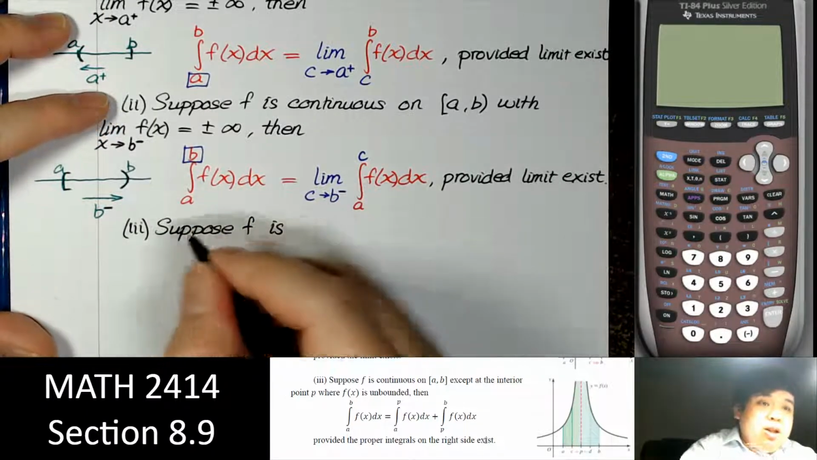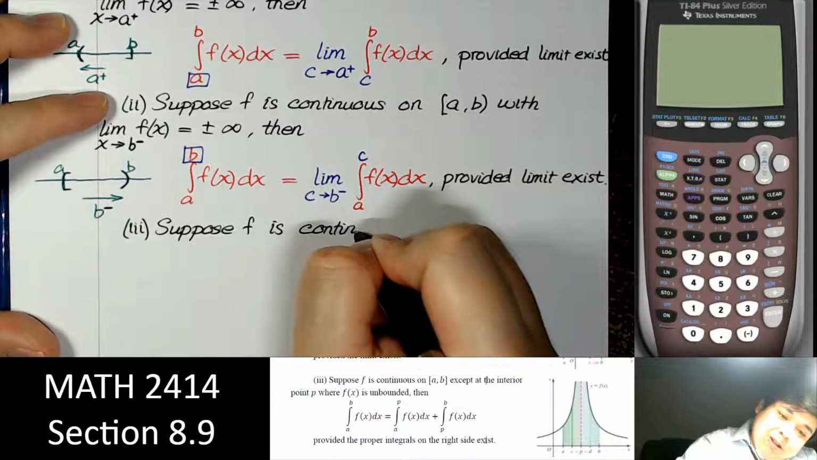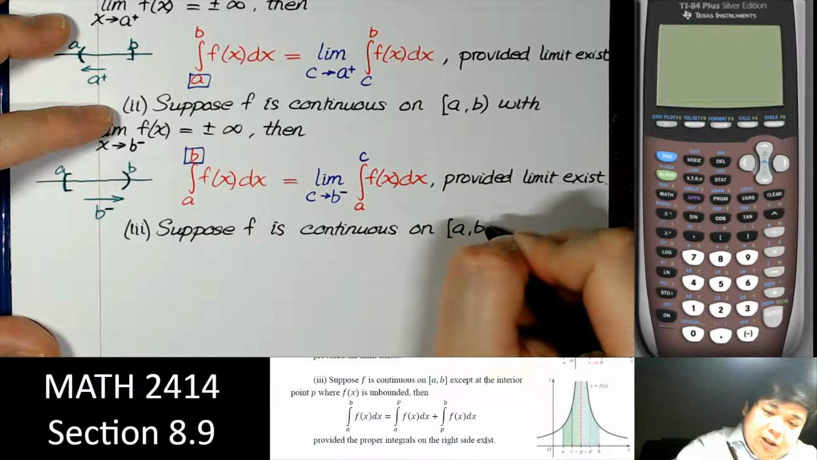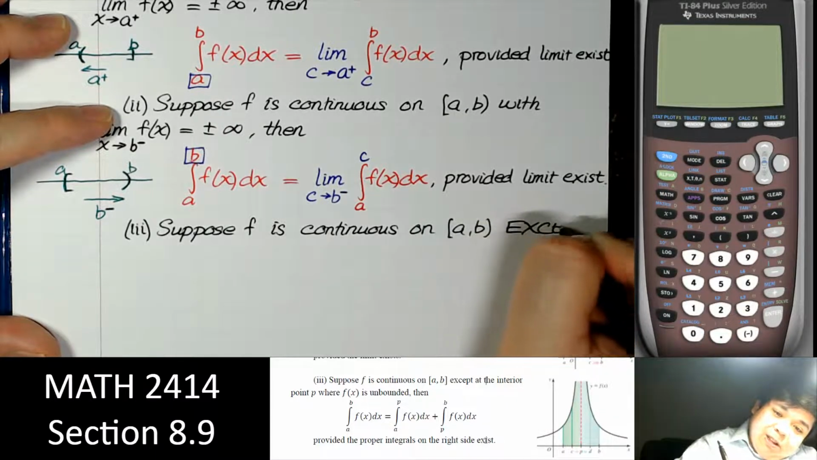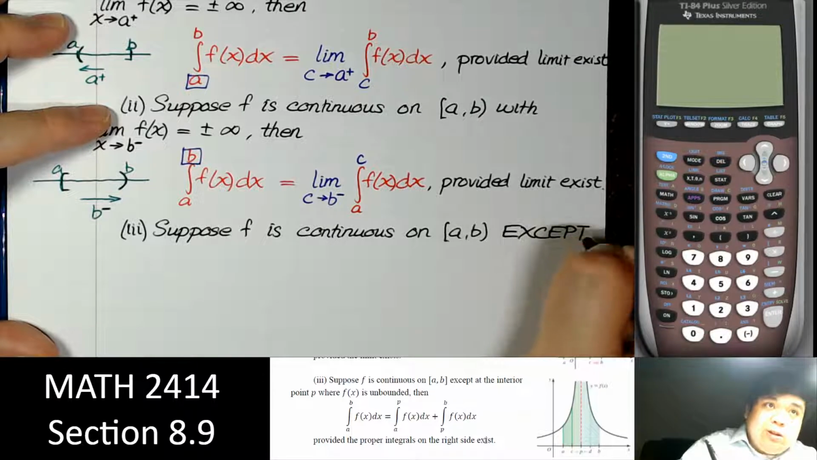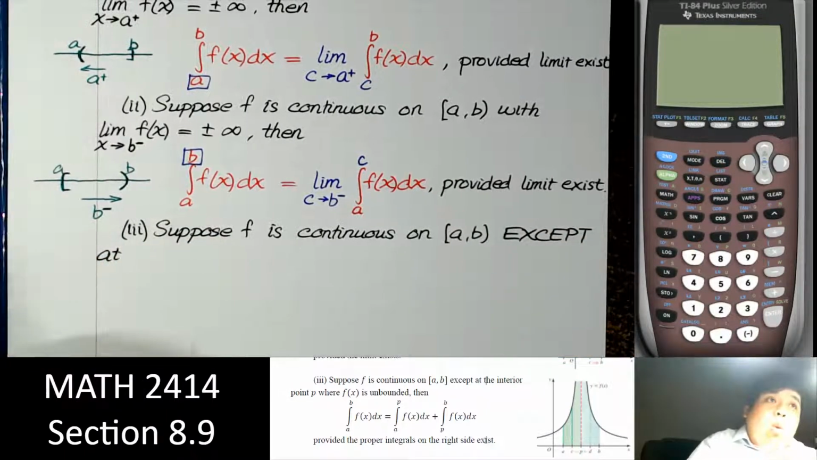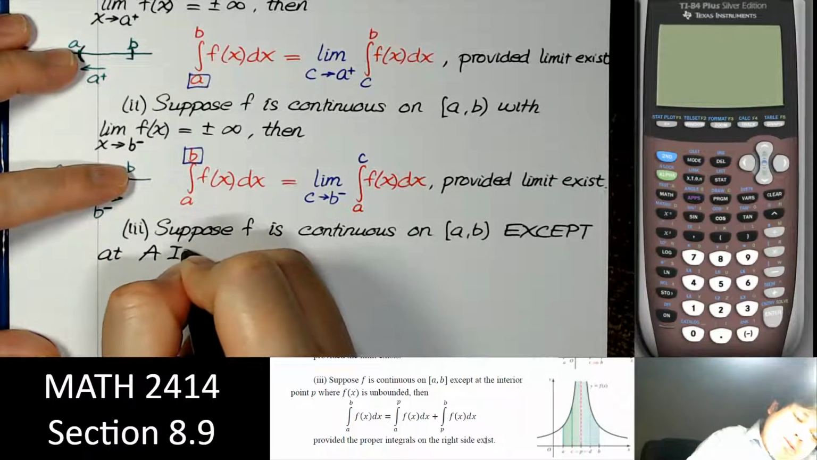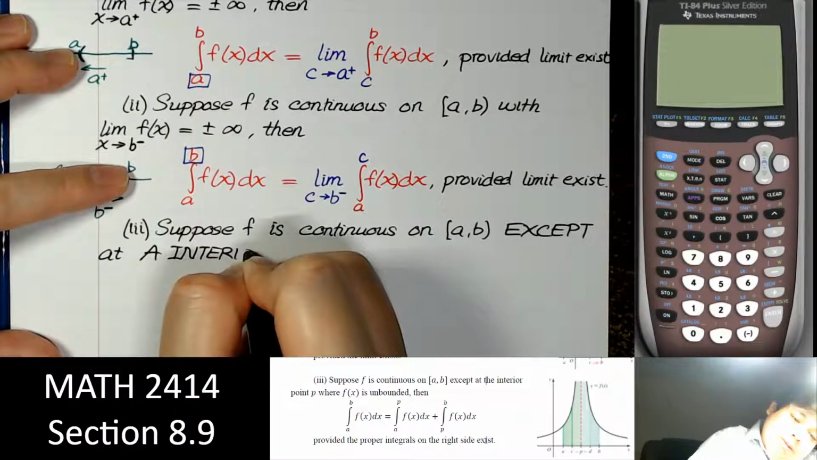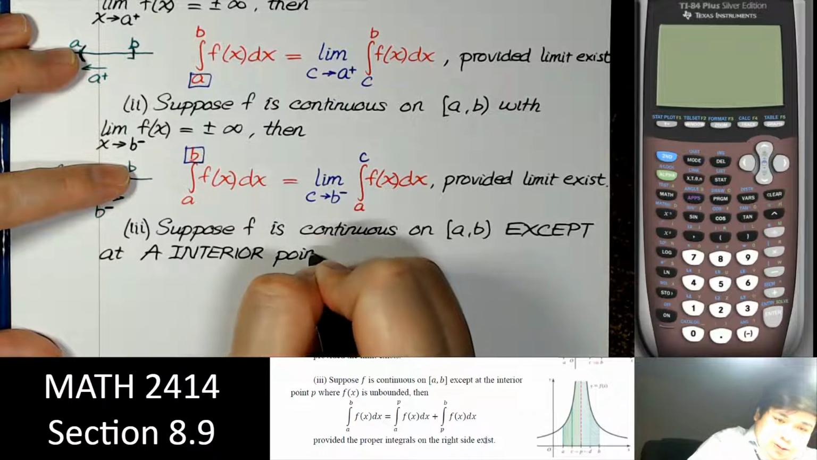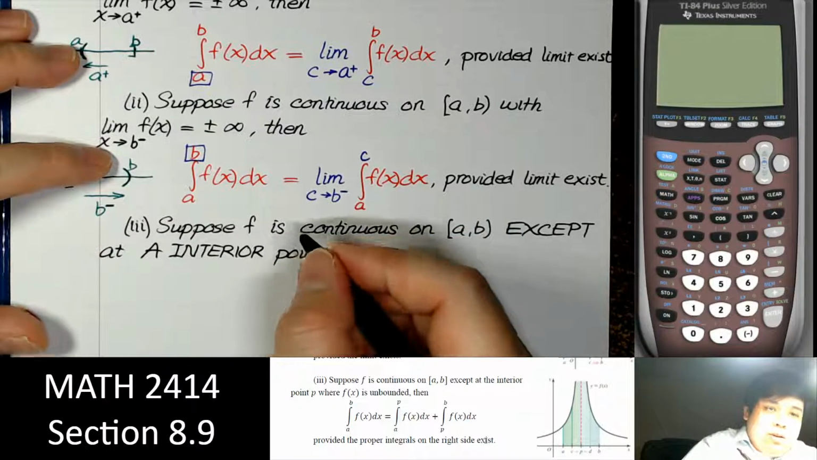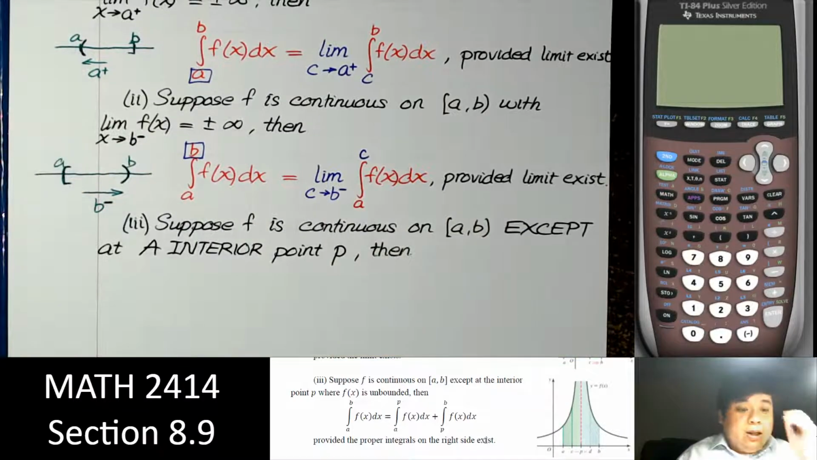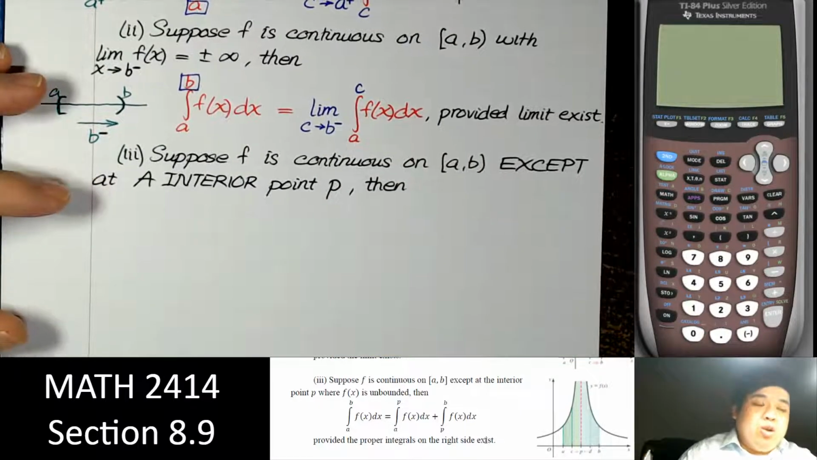Suppose f is continuous on AB, except at one interior point. Then we just need to split in both.